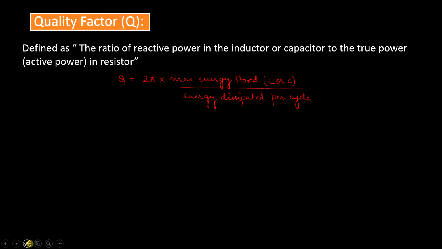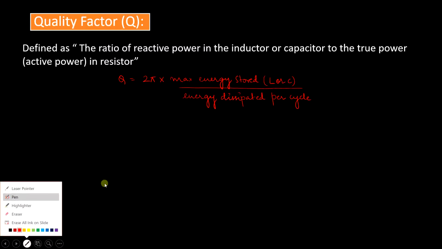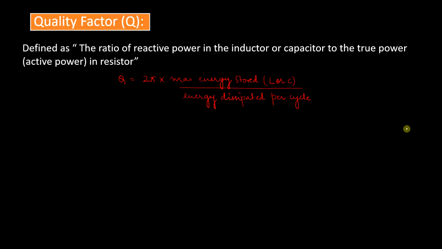Now, when I consider per cycle, if I'm considering the waveform, one cycle will have a duration or a period equal to T. So when I represent the expression for the energy that is dissipated per cycle, I also need to consider the duration, that is the period, equal to T. So let me write the expression for the energy dissipated.